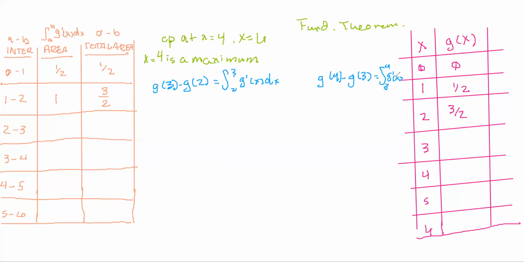We said that g of 2 is going to be 3/2, so this is g of 3 minus 3 over 2 is equal to, if we look under here, the area is going to be 1. So g of 3 is going to be equal to 2 over 2 plus 3 over 2, so that's going to be 5 over 2. So I'm going to put that in here, 5 over 2. This total area is also going to be 5 over 2, I believe.